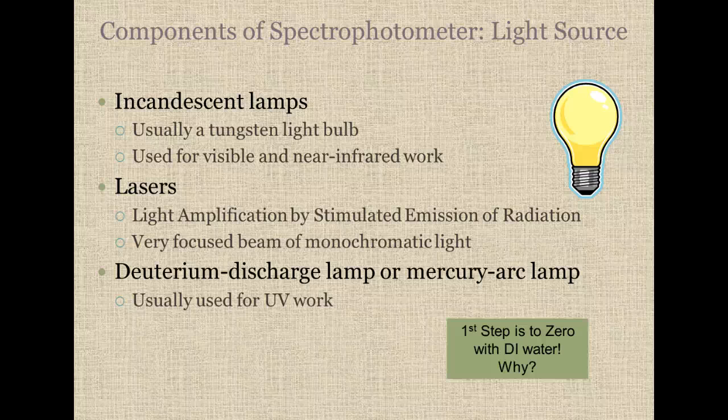The very first thing we have to do before we use the spectrophotometer is zero it with DI water. We're going to take water, put it in the spectrophotometer, and we're going to tell it that this is 100% transmittance, 0% absorbance. So we're going to set that up. It's kind of like a little calibration telling it, okay, now this is what it looks like to have 100% of light shining through you.